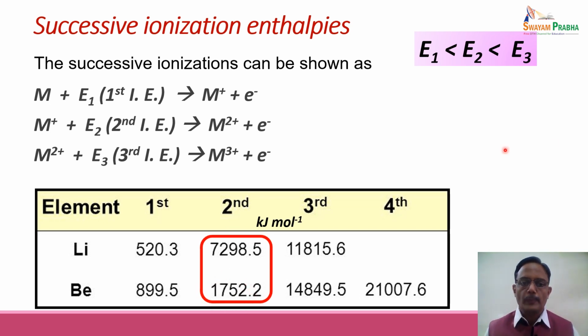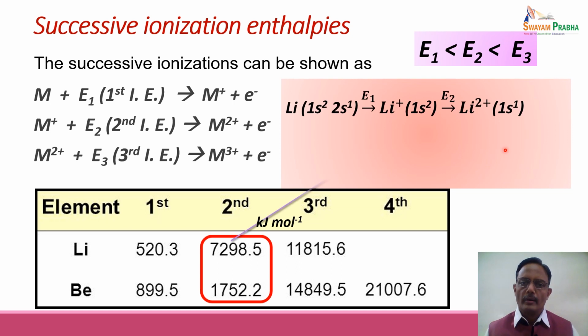Now let us try to explain this on the basis of the electronic configuration. If we see the electronic configuration of lithium, we will find that lithium has electronic configuration 1s2, 2s1. So when we supply the first ionization enthalpy, it leads to formation of the Li positive ion having configuration 1s2.